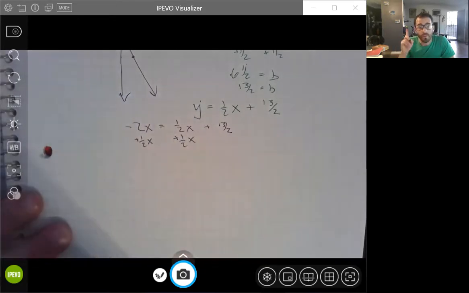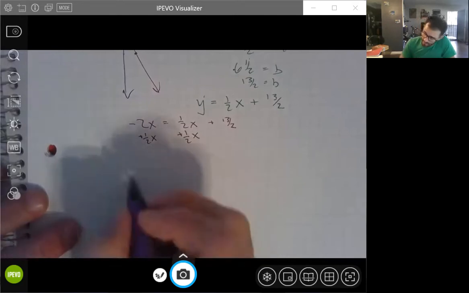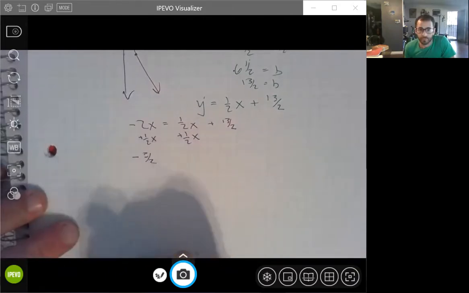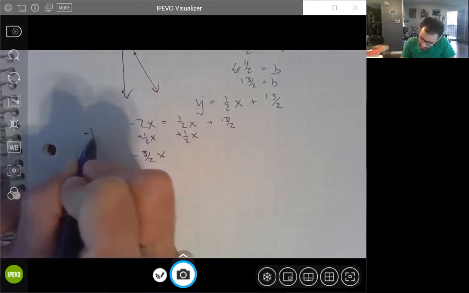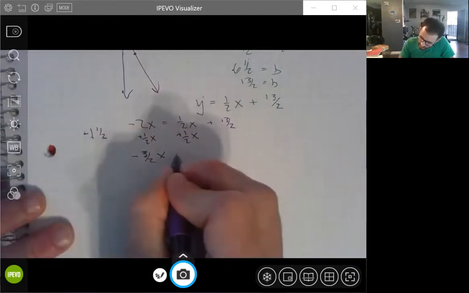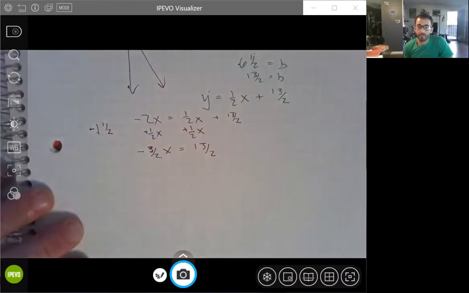We're going to stop and we're going to think. If you are down $2 in Vegas and then you win 50 cents, you walk away from the slot machine down 1.5. That's 3 over 2. -2 plus 1/2 is down 1.5. 2 times 1 is 2, plus 1 is 3, so -3/2 x = 13/2. Ooh, wow, stop. I could do this all over again. What did I do wrong, kids?